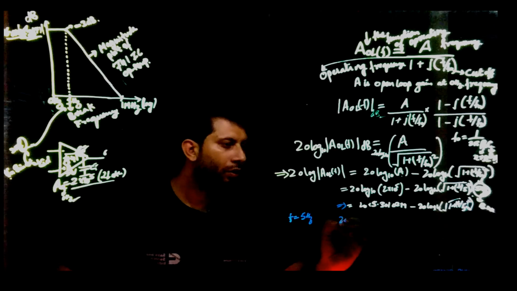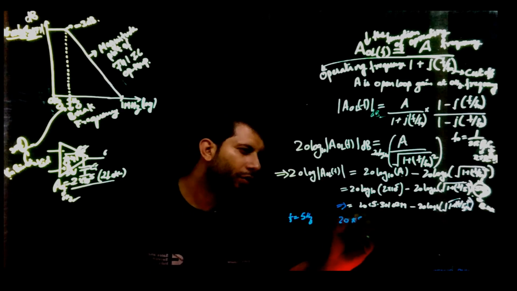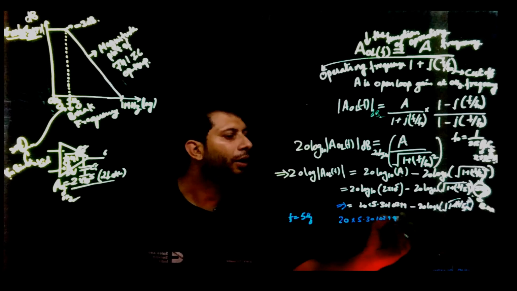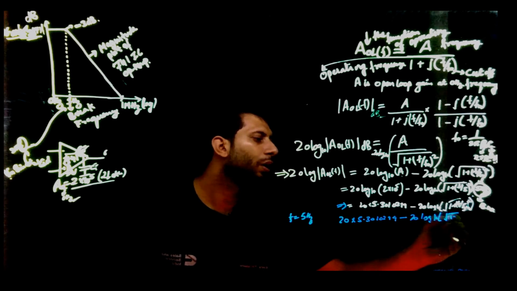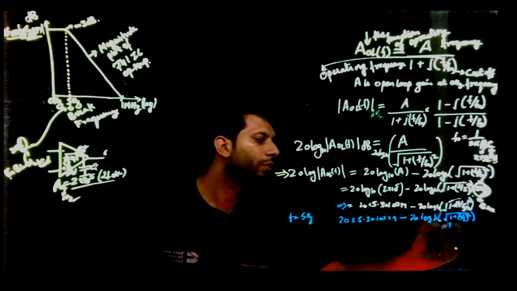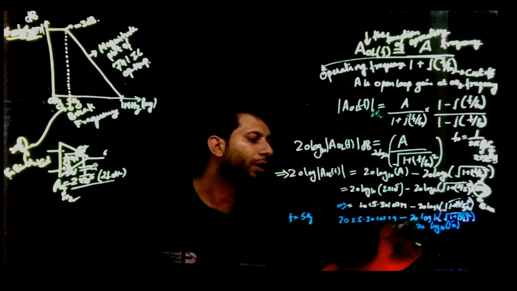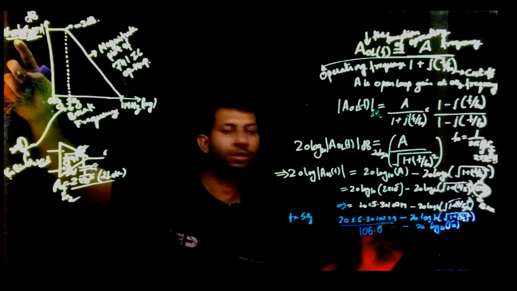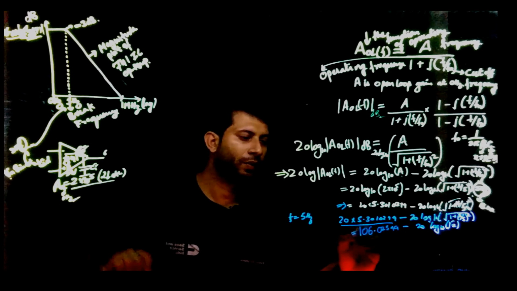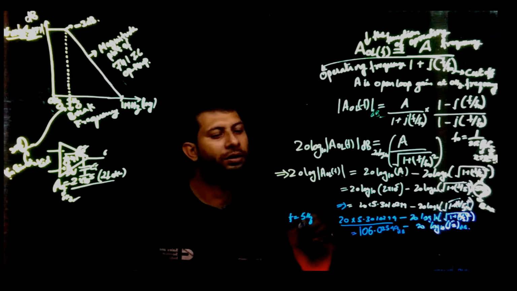Okay, this whole factor becomes 20 log 5.301029 minus 20 log base 10 under root 1 plus (5 upon 5 hertz) whole square, minus this whole factor, which is 106 point, the last calculation, 2599. This is also in dB.